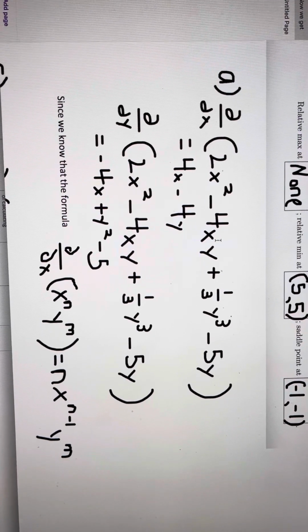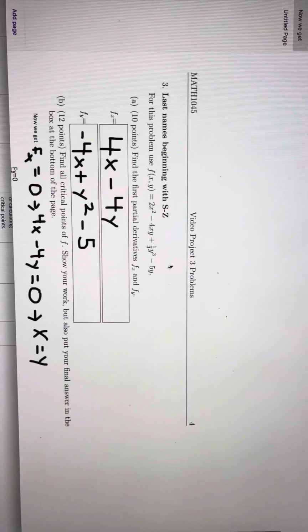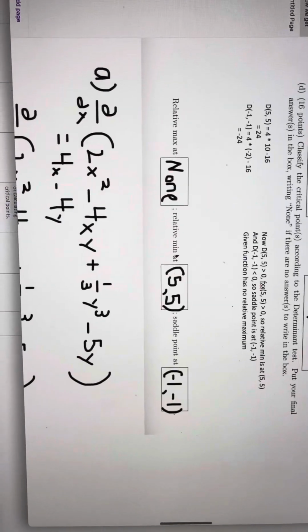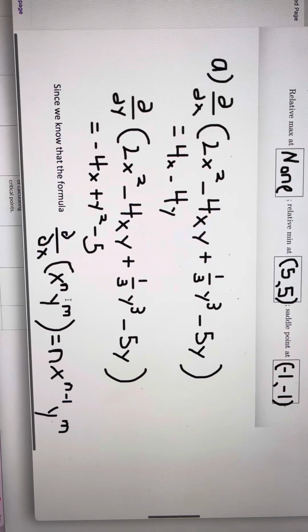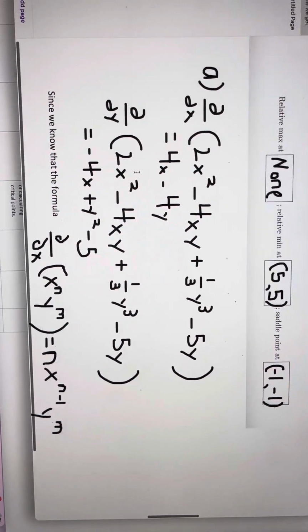So I took the original formula that I was given for this problem, and I used that formula for both of these, and that is how I got those.